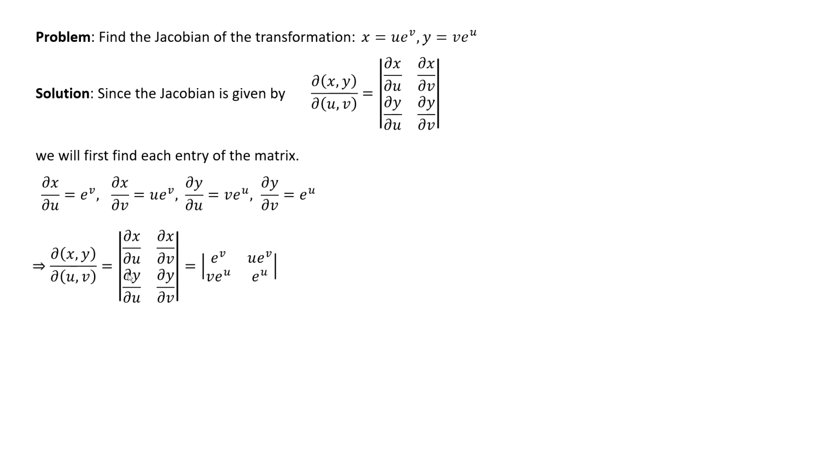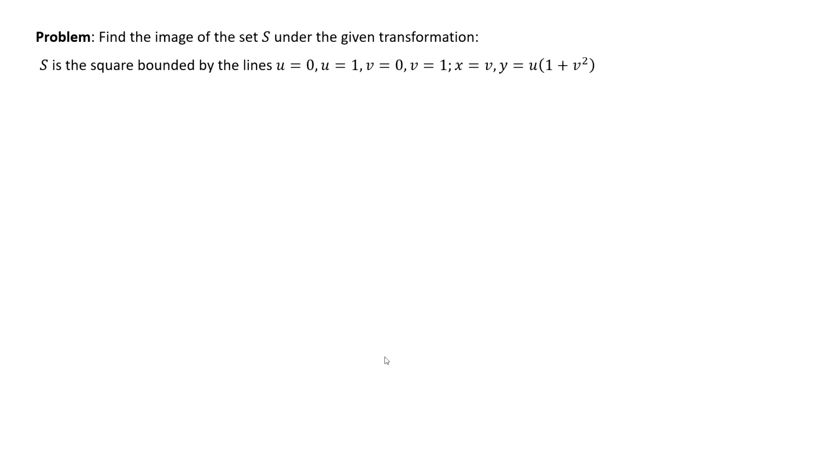The next thing we do is plug in each of these things. You know how to find the determinant of a 2 by 2. Cross multiply these two things minus the product of those two. So that's all I did. e to the v times e to the u is e to the u plus v, minus uv e to the u plus v. We can factor out e to the u plus v, and so we get e to the u plus v times (1 minus uv). Cool? That's all there is to it. So this is how you find the Jacobian. Then let's look at another problem.